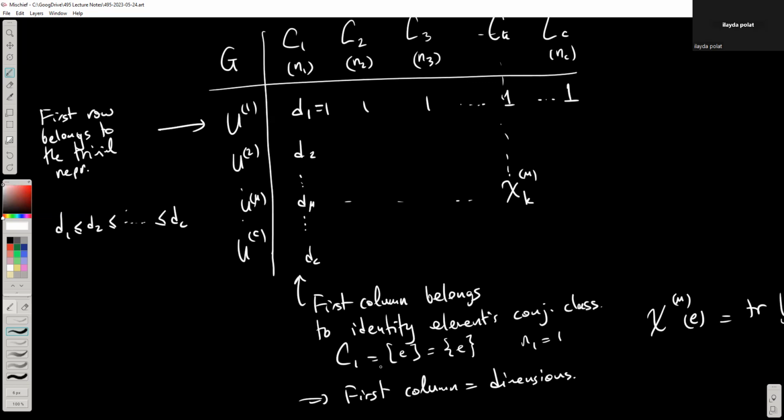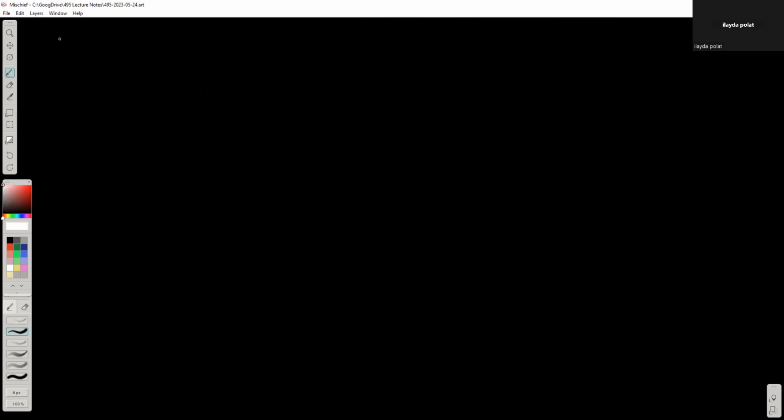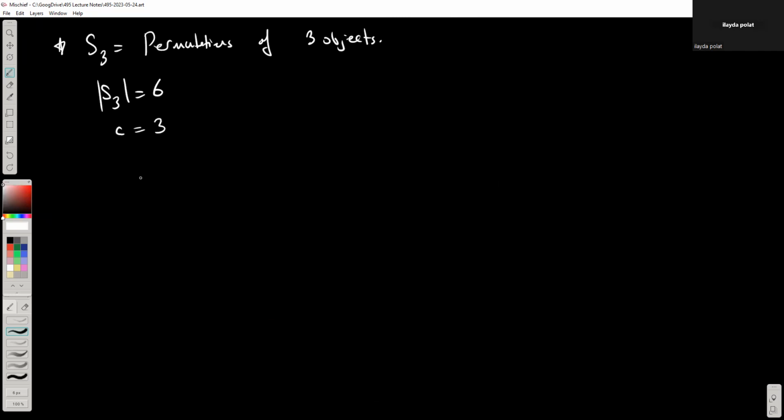Okay. So in any case, I'm going to start with this group. This is S3. So you remember these are the permutations of 3 objects. This group has 6 elements, and there are 3 conjugacy classes. So I'm just going to write them down. The identity has the conjugacy class of itself, so that means there is only 1 element in here.